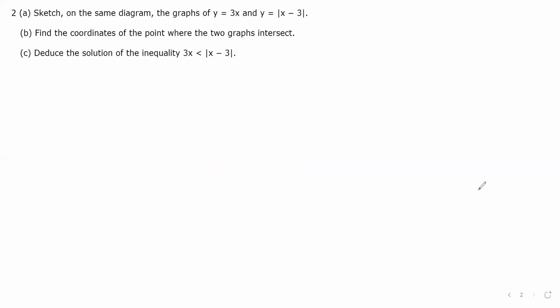Question 2. On the same diagram, we sketch the graph of y equals 3x and y equals modulus of x minus 3. Modulus of x minus 3 is just a V-shaped graph. Y equals 3x is just linear. Okay, let's say we have the xy axis here.